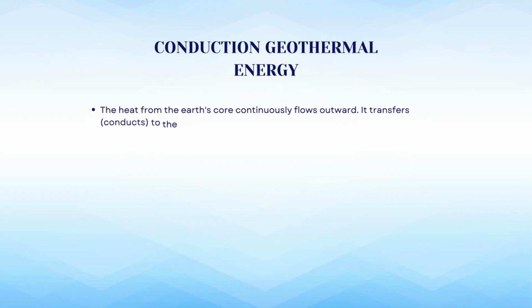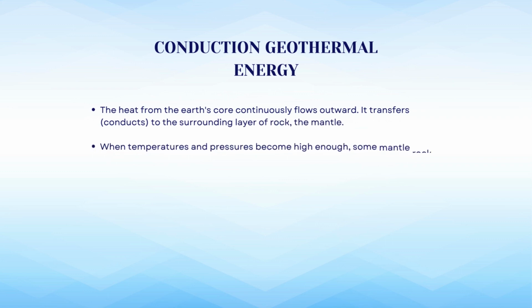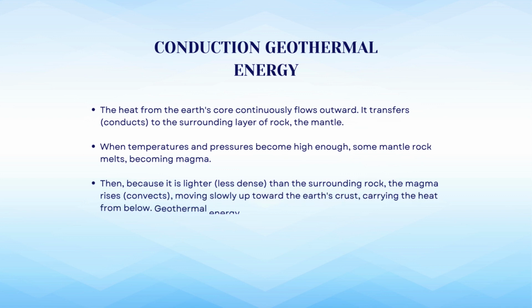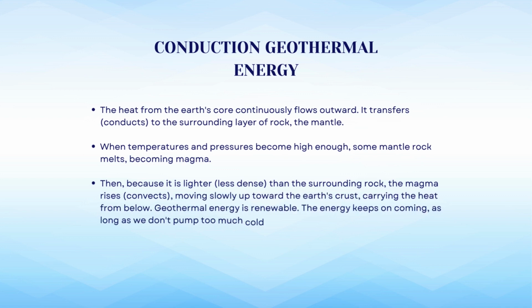Here the question arises: how does it come to the earth's surface? The heat from the earth's core continuously flows outward. It is transferred or conducted to the surrounding layer of rock, the mantle. When temperature and pressure become high, some mantle rock melts and becomes magma. Then, because it is lighter and less dense than the surrounding rocks, the magma rises or convects, moving slowly upward toward the earth's crust, carrying the heat from below.